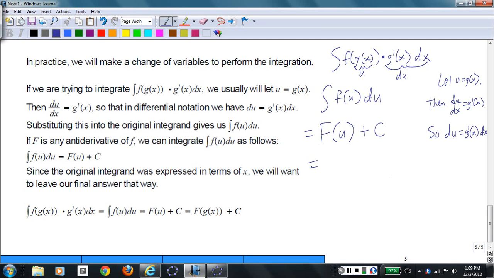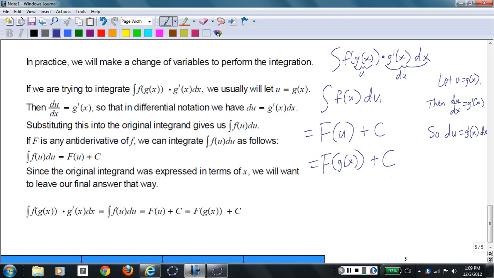And then the original integrand had x's in it, not u's, so our final answer needs to have x's in it instead of u's. So we go back and ask ourselves, what was u? u was equal to g of x. So we put g of x back in there for u, and it's big F of g of x plus c. And that's our final answer.